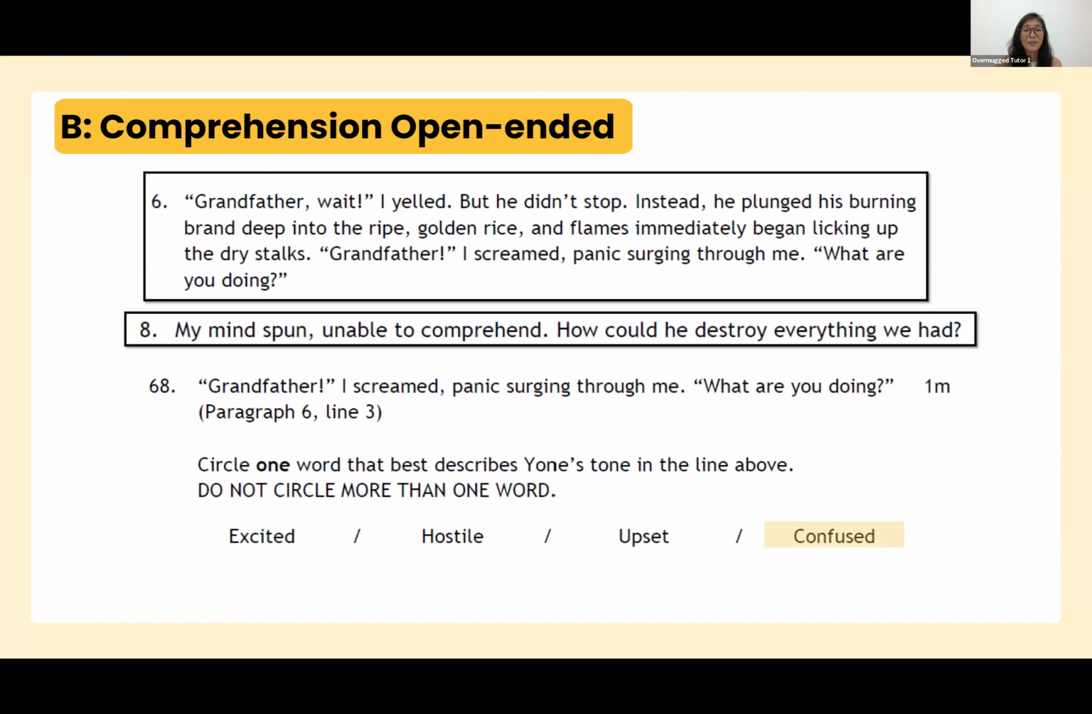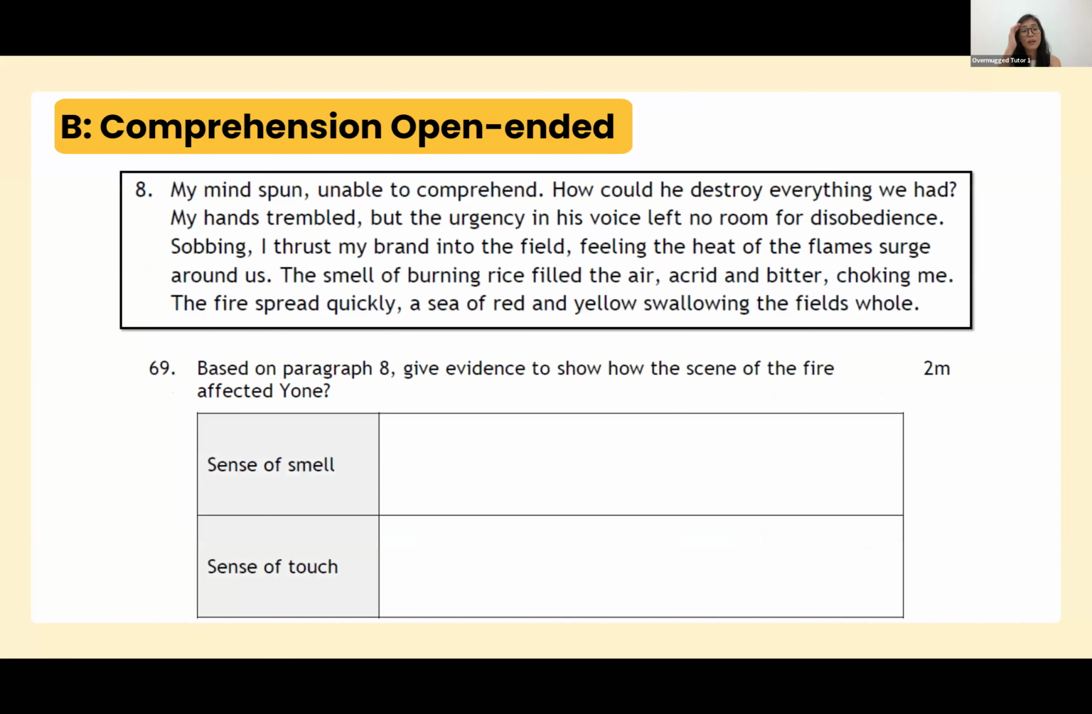Let's move on. Question 69. Using information from paragraph 8, you're supposed to tell me how the scene of the fire affected Yone. Now, this question, while it appears easy, the clues can be found. It requires you to paraphrase. So let me show you.